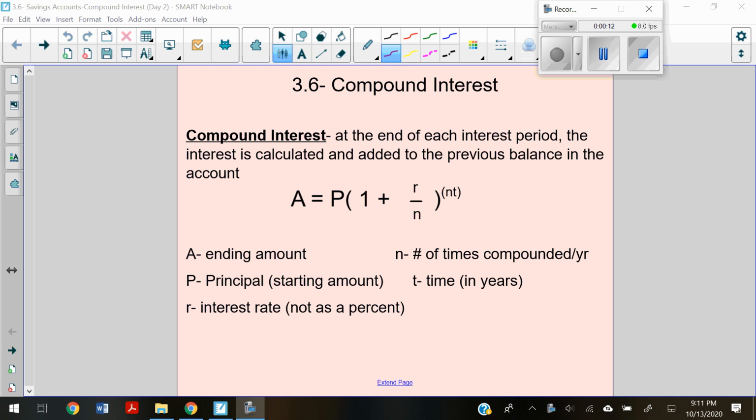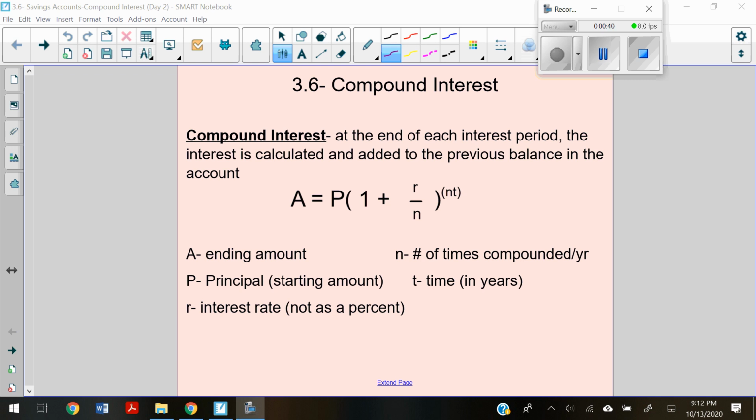Compound interest. Compound interest is the interest at the end of each interest period. It's the interest calculated and added to the previous balance in the amount. So this is like if you earn interest every 3 months, so quarterly, you find the interest and then you add it and then you have a new amount, whereas some interests are only built on your original amount.